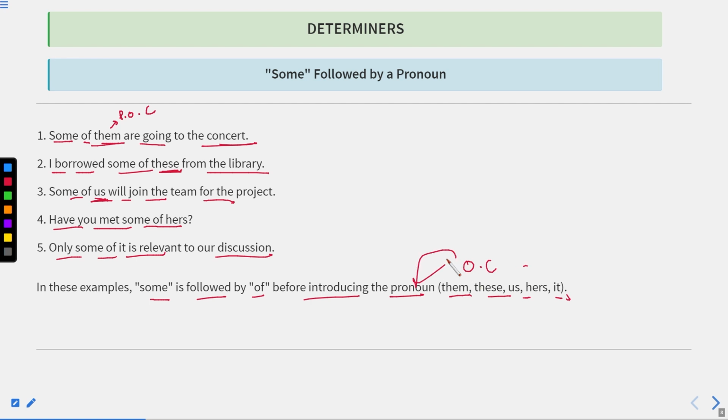You must notice this, that after some, if a preposition like of comes, after that we may have pronouns, but only in objective case, though it can be possessive case as well. But after that a noun is necessary. You can say that the objective case is necessary after that.